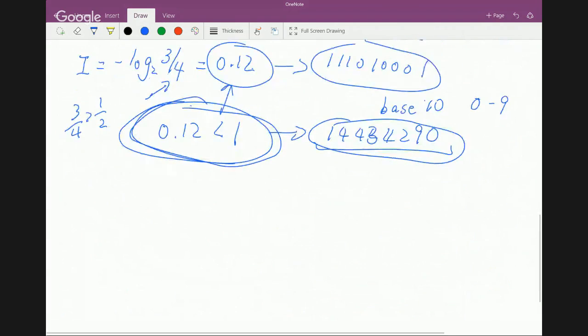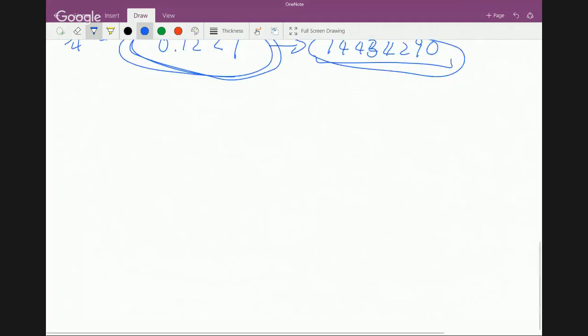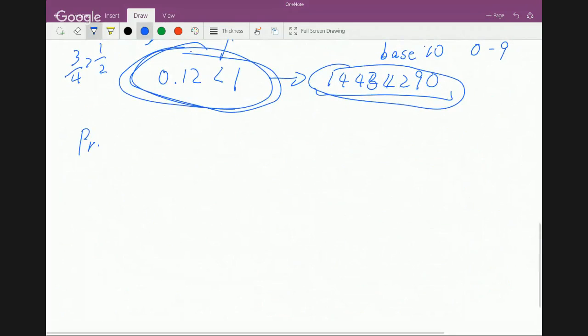This brings us to the very first, and a very important, property of information: the higher the probability, the lower the amount of information.